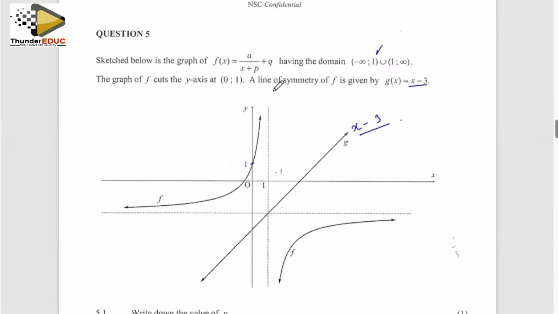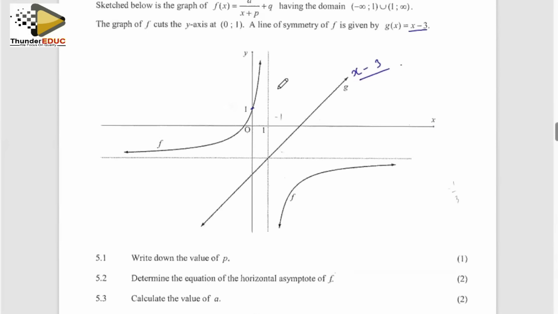Awesome. Then 5.1, write down the value of p. So we know that p represents the vertical asymptote, this line here. And we see that this line is passing through x is equal to 1, which means our p is -1. Because a number must go with a sign before it, so if it is x minus 1, if we equate this to 0, then we shall get that asymptote. So p, I'm taking it as -1.